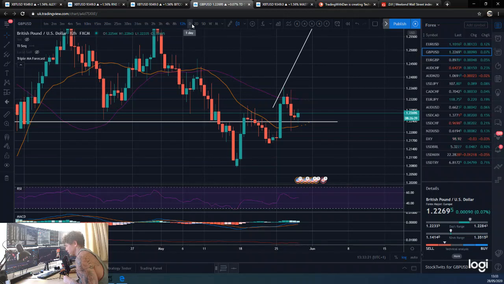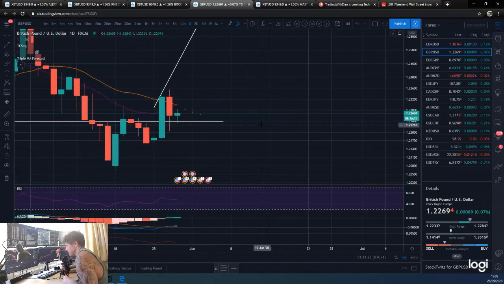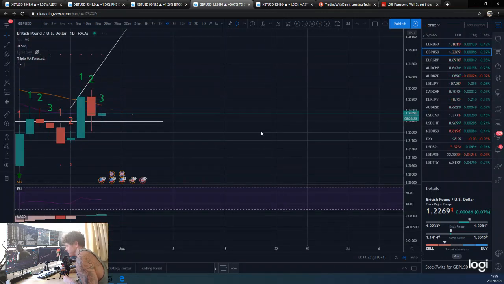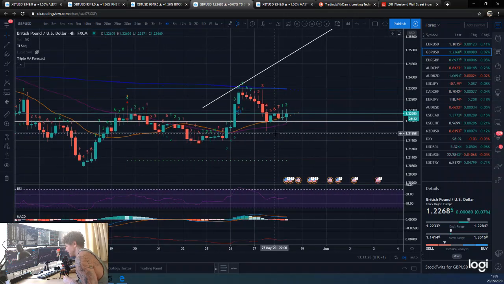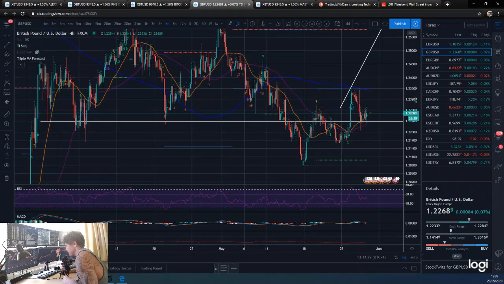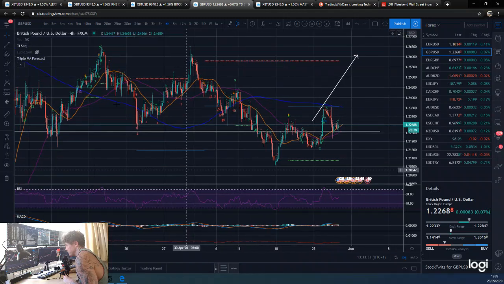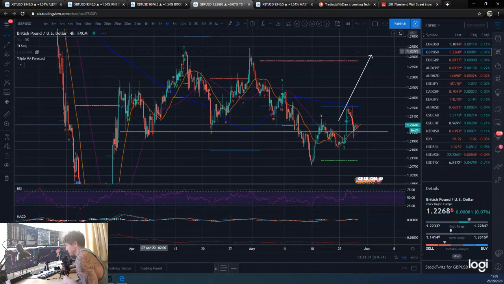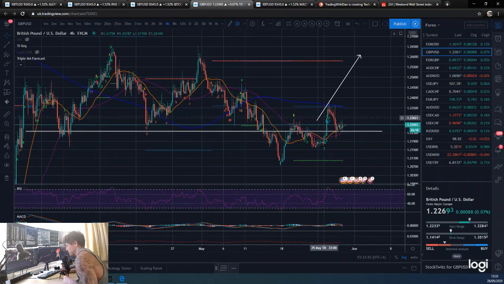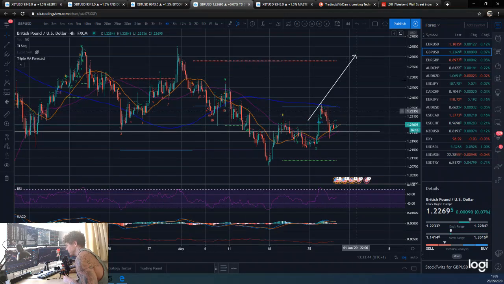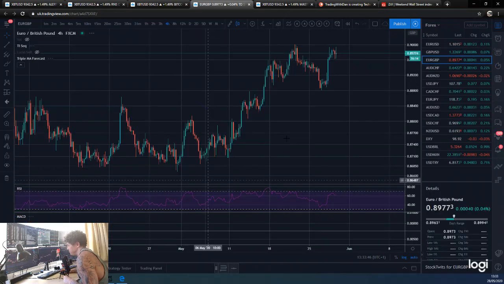But as far as TD Sequential wise, I don't really have much of a view on this. The only real view that I had was the potential acceleration higher, just based on this channel that we've been forming. Really, that's all it was. The bottom of the channel, the top of the channel. We broke down, we got back in. We are now in, and we're using it as support. So potentially we're going to move to the top of the channel. We'll have to keep our eye on that.